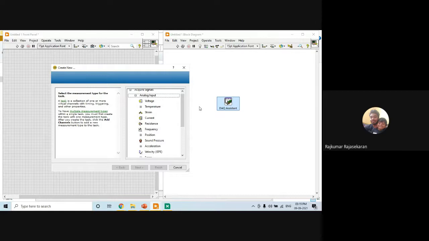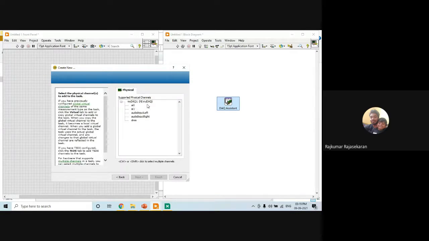Of course, this hardware is a simple device. It cannot measure everything. But what you can indeed measure is voltage. So I'll tell it that, and it'll show me the appropriate channels which can make this measurement. So it's showing me AI0, AI1.